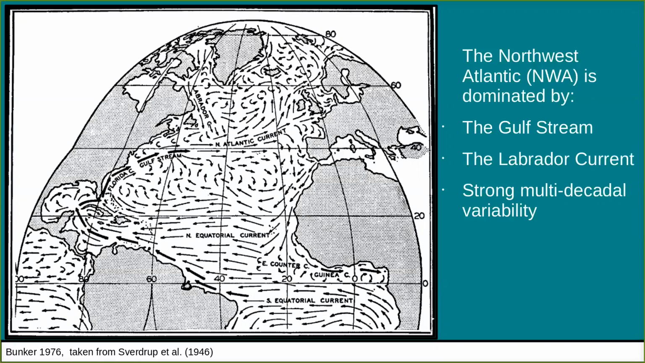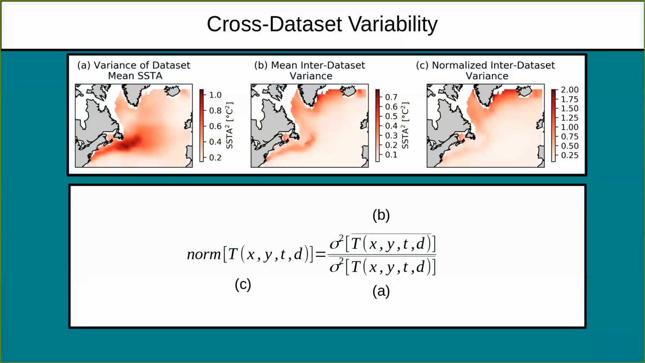It is important to note that the path and magnitude of these currents that I just mentioned is not constant, and large spatial scale multi-decadal oscillation in sea surface temperature is an important feature of the Northwest Atlantic. When trying to determine long-term trends and variability in sea surface temperature, with measurements going back 100 plus years, uncertainty in your data is inevitable. This can be seen in the subplots shown here.